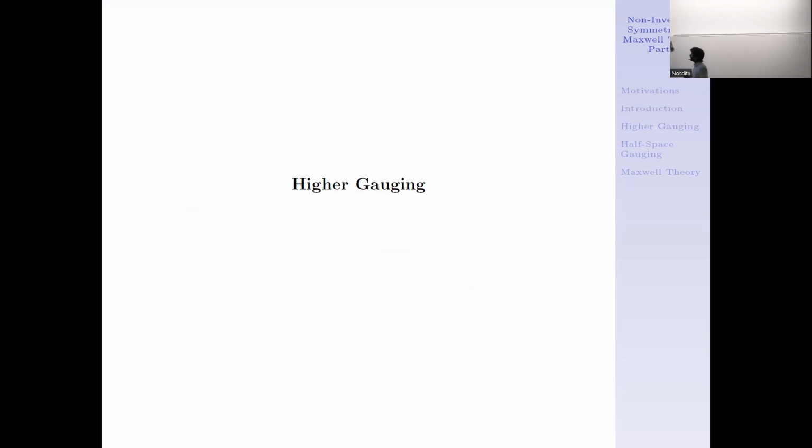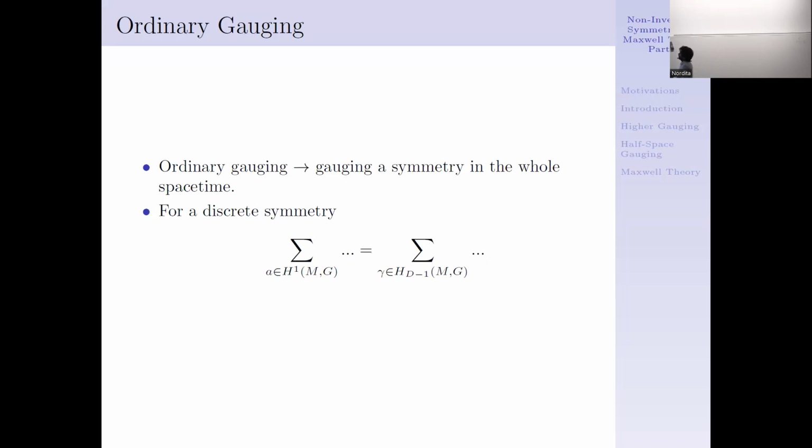So let me start with reviewing what higher gauging is. To define higher gauging, let me take 1 step back and review what ordinary gauging is. In the ordinary case, we have a symmetry G, and to gauge it, we introduce a gauge field little a, and in the path integral, we sum over it. Using Poincare duality, we can convert this sum over cohomology into a sum over homology. At the end of the day, what we are doing is summing over defects generating the symmetry G along all the possible non-trivial cycles of our space-time manifold M.